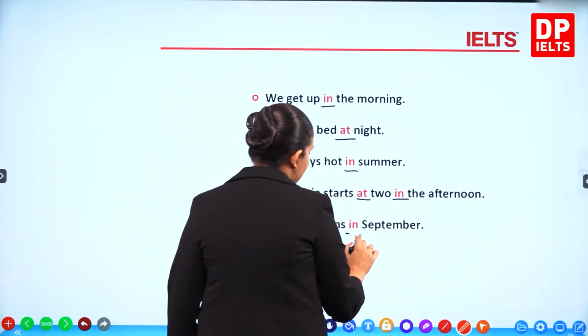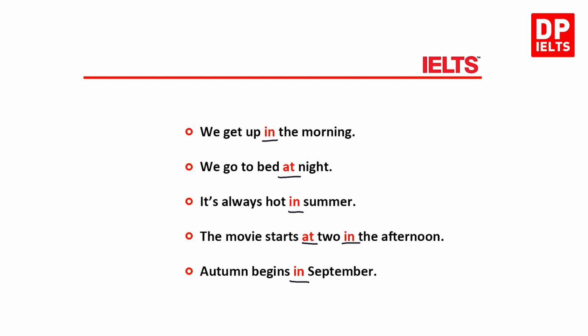Autumn begins in September. Again நாங்க மந்த்ஸுக்கும் in என்பது யூஸ் பண்ணுவோம் ஒரு ஜெனரல் விஷயம் என்றதால. So autumn begins in September.